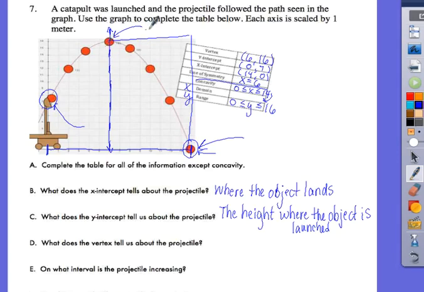This is the vertex. The maximum or the minimum can be called the vertex. The vertex tells us what about the projectile? The max height, right? I'm trying to do short phrases for you. Okay, and on what interval is the projectile increasing?